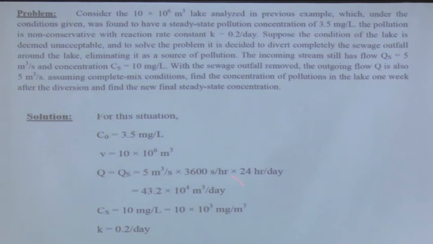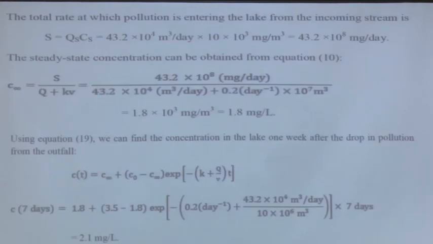What is the strength of this per day? Cs is equal to 10 mg per liter, which we have to convert to mg per meter cube, and K is equal to 0.2 per day, that is given. So, what will happen? First I have to calculate S, that is Qs into Cs. I get a value of 43.2 into 10 to the power 8 mg per day.